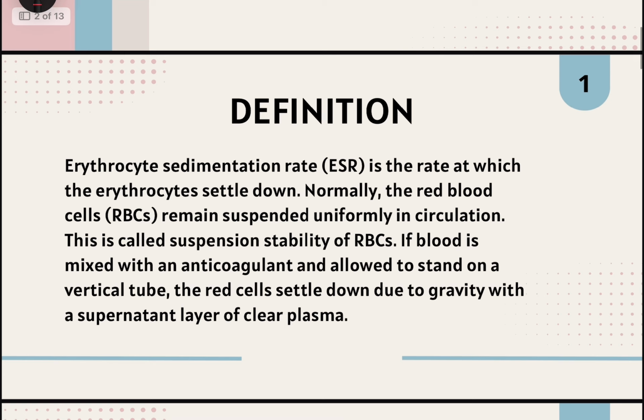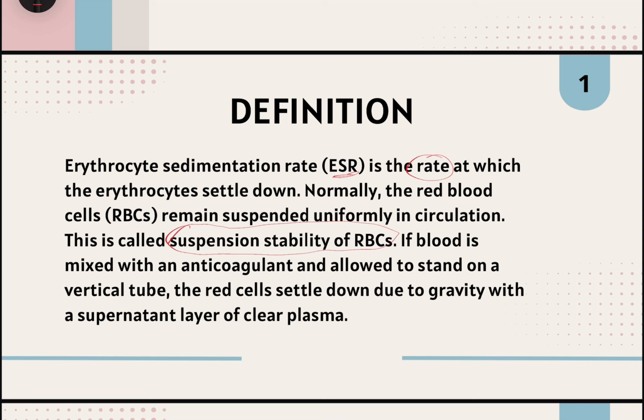Starting with the definition, the erythrocyte sedimentation rate, or the ESR, is the rate at which the erythrocytes, that is the RBCs, settle down. Normally, the red blood cells remain suspended uniformly in circulation, and this phenomenon is called the suspension stability of the RBCs, because the RBCs need to have a certain amount of suspension stability, otherwise it won't be a normal physiological condition.